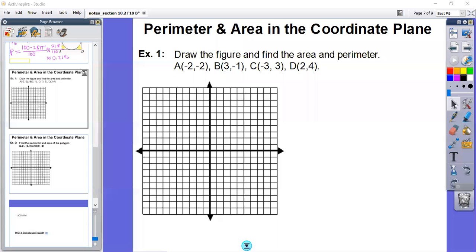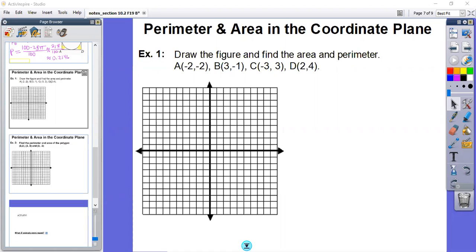Okay, let's talk about perimeter and area in the coordinate plane. So here's a typical problem. They said, draw the figure and find the area and the perimeter. So the first thing you're going to want to do is actually plot out those points and figure out what kind of shape you're dealing with.